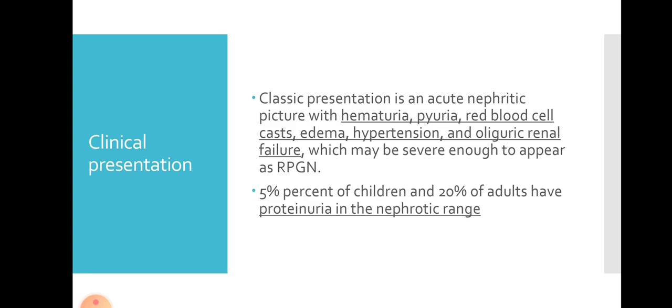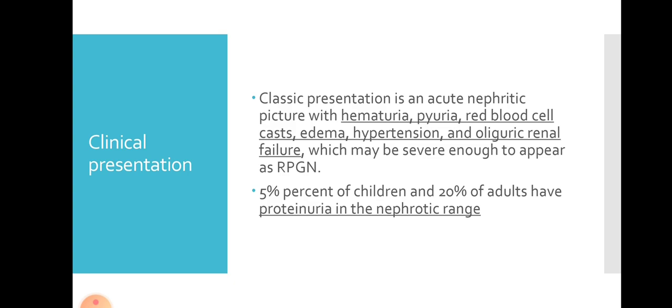The classical presentation of nephritic syndrome, we do know, is hematuria and hypertension. So here also the clinical picture is that the patient comes with hematuria, pyuria, red blood cell casts seen in the urine, edema, hypertension, and oliguric renal failure, and this may lead to severe disease, which may appear as RPGN, that is rapidly progressive glomerulonephritis.